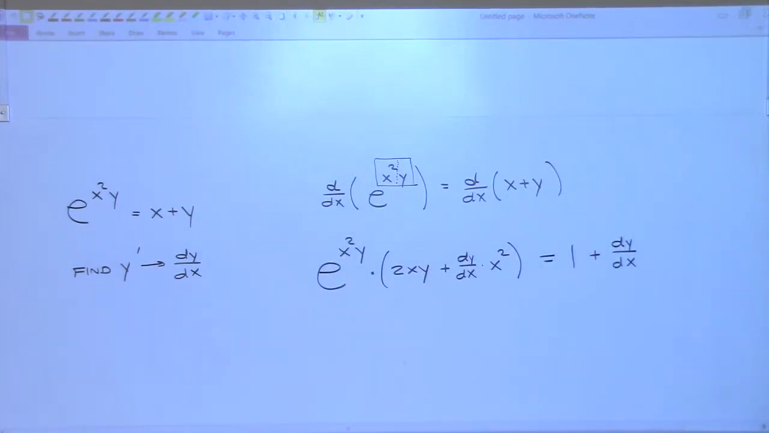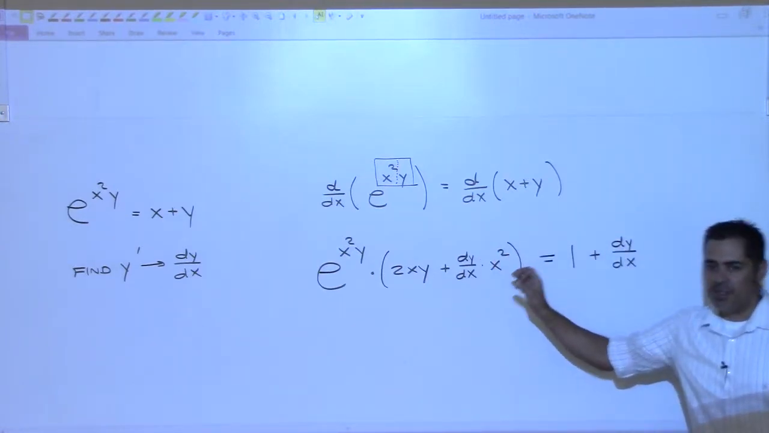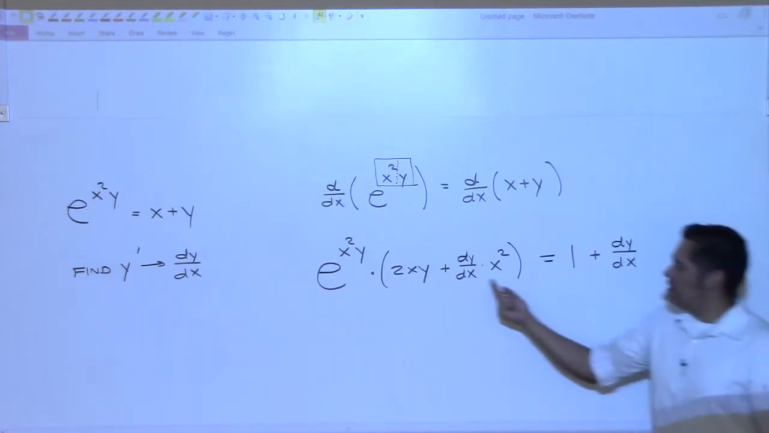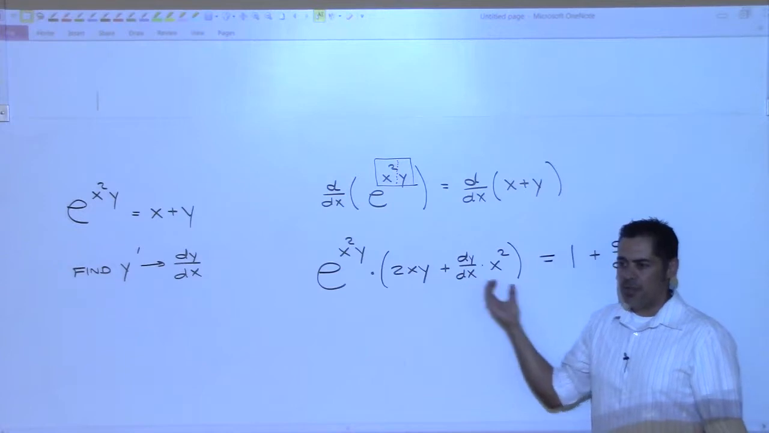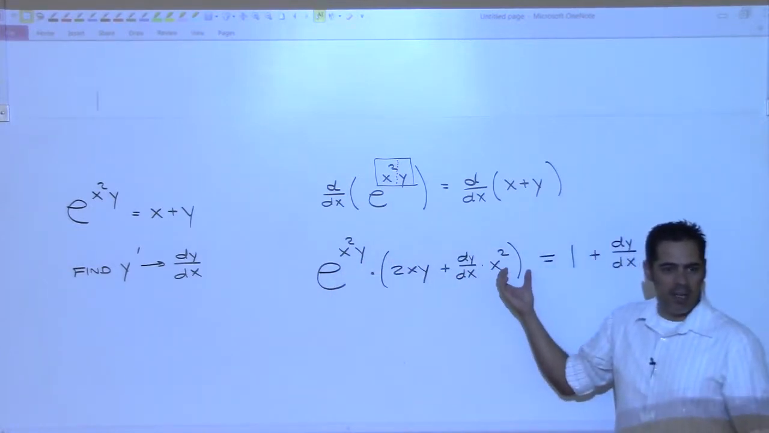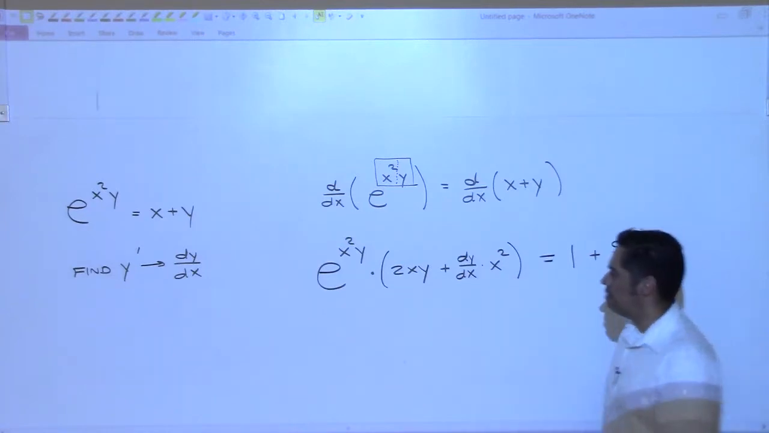So if I'm trying to find dy dx, what would I have to do now? Yeah, we have to isolate dy dx. We have to get all the dy dx stuff on one side, all the stuff that's not dy dx on the other side. But there's a problem because this dy dx is trapped inside this parentheses, right? Which means first I have to distribute this e to the x squared y through. So here's what this will look like.